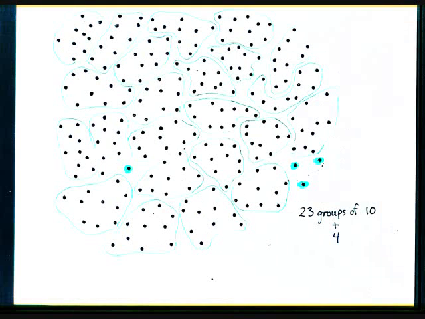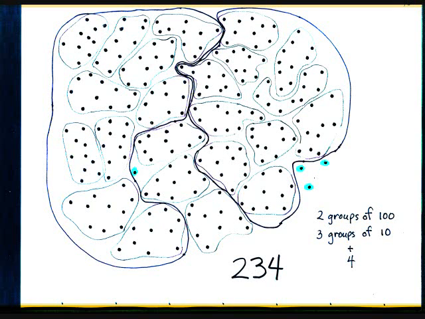To keep track of what we're doing, we're going to start grouping by tens. We find that we can come up with 23 groups of 10, with 4 remaining. Now the question is, what next? Let's try grouping by tens again. So now we have 2 groups of 100, 3 groups of 10, and 4 remaining. Our final conclusion is that this number is 234.